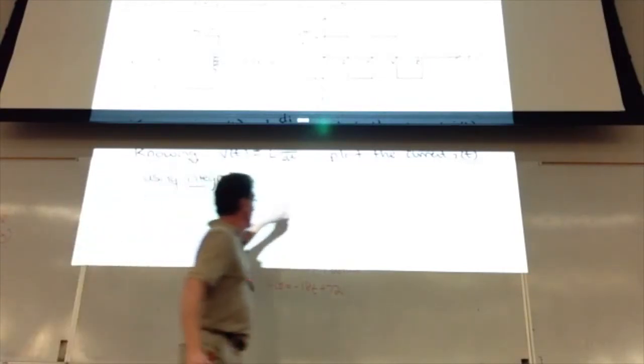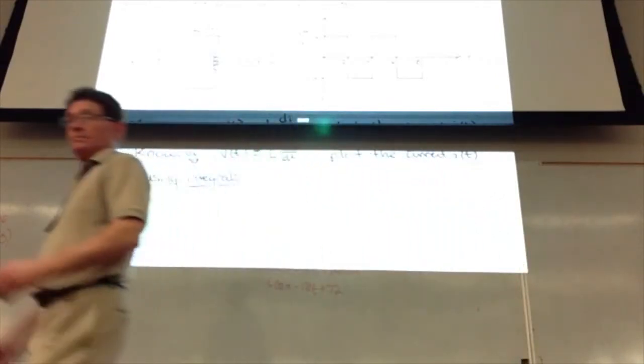So now I'm done on the interval from 2 to 4. This curve here is minus 18t plus 72. That's that curve there. Is everybody okay on that integration? Good? All right?